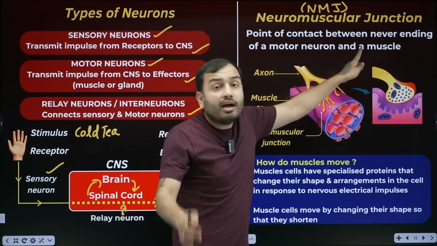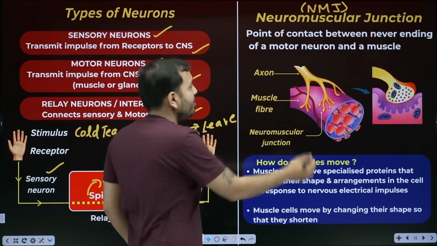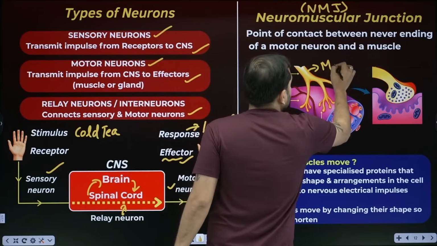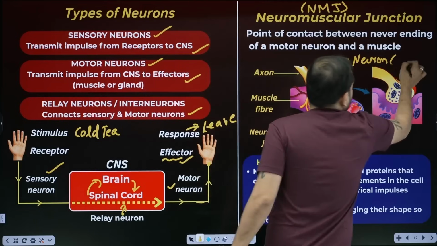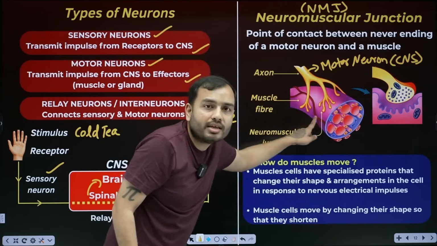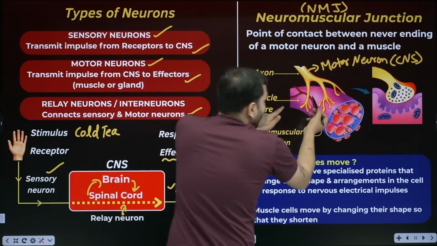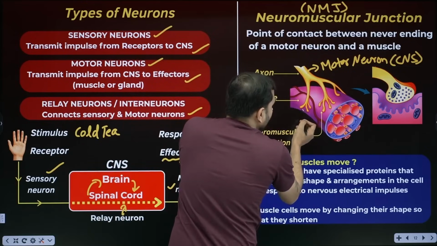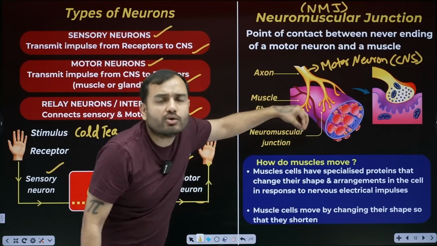Point of contact between the nerve ending of a motor neuron and a muscle. What is this, beta? This is a motor neuron. Where did it come from? It must be traveling from the central nervous system. And where did it come to? A muscle. This is its axon and this is the nerve ending. Finally, its nerve ending, beta, is where the point of contact happens with the muscles, with the tissue.